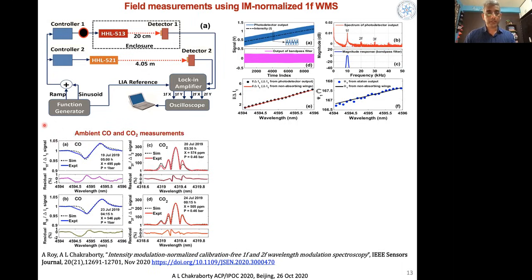And here are some examples of ambient CO and CO2. And I draw your attention to the concentration levels. This is about 500 parts per billion for carbon monoxide. Single pass measurement with a path length of 4 meters. Very hard to keep stable. This is an outdoor measurement. And about 575 ppm of carbon dioxide. These are ambient levels. And if you see, the fits are very good. This uses 1F WMS. This uses 2F WMS, just to show that both approaches work using our technique.